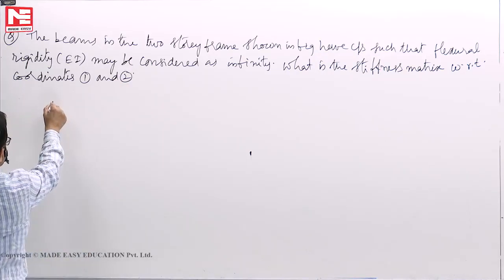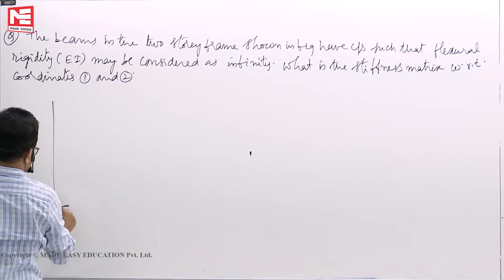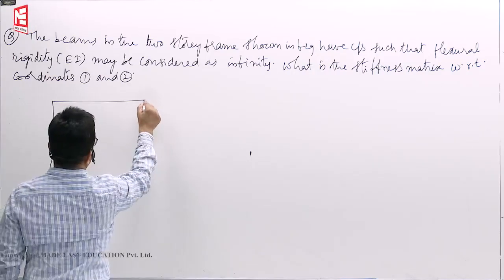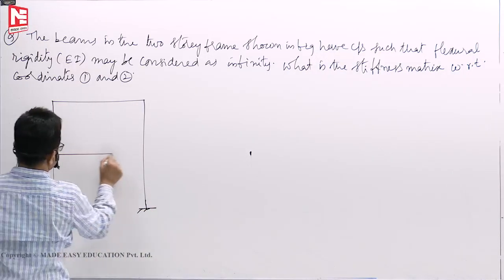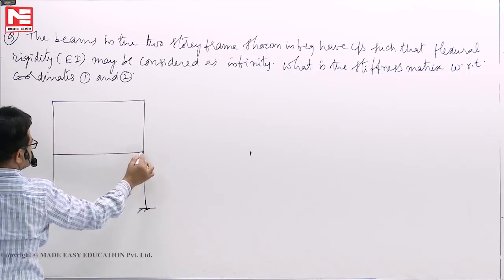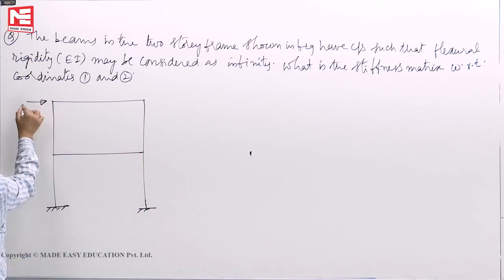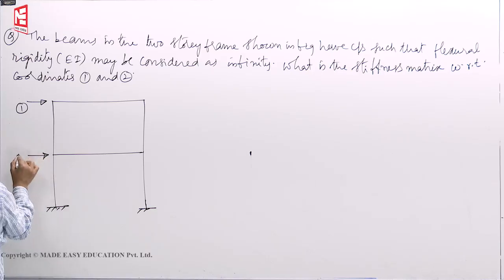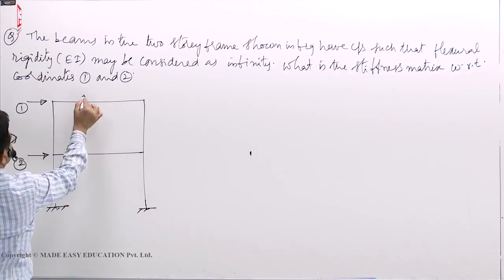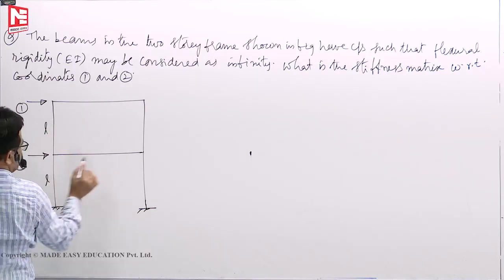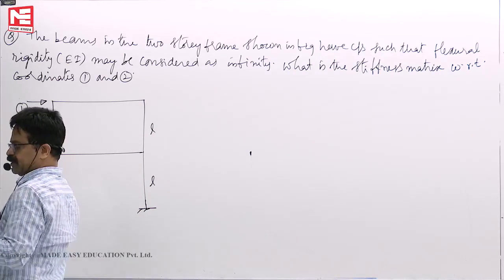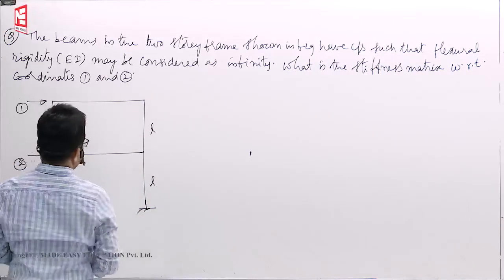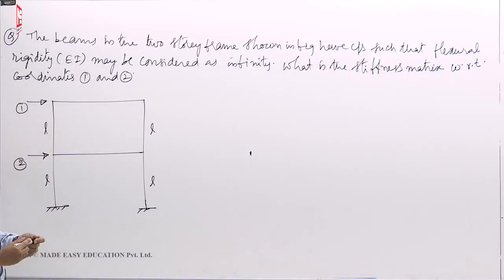The frame is like this. This is coordinate 1, coordinate 2. Length L, L, like that they have given. This is the frame.